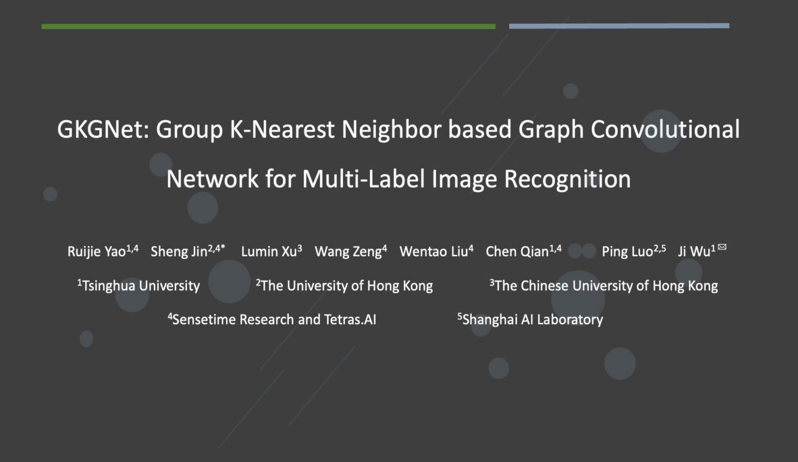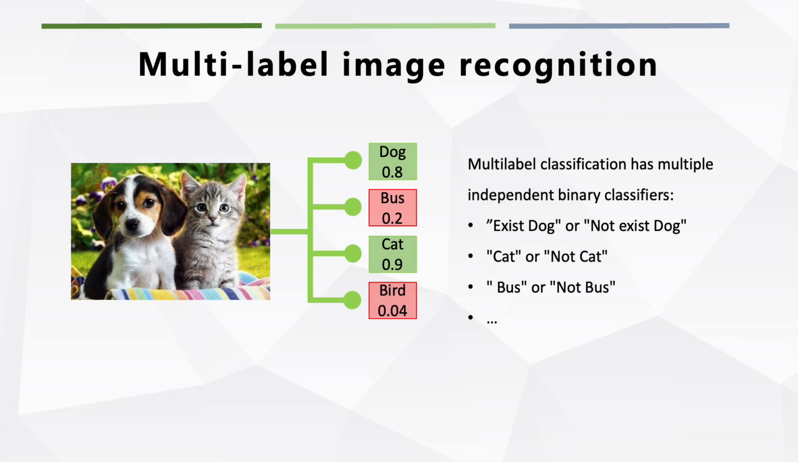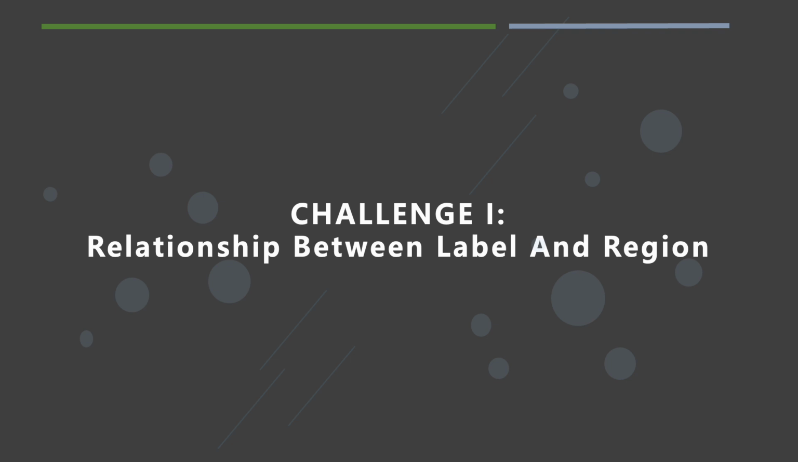It's my pleasure to present our work on multiple label image recognition using a novel approach called GKGNet. Multiple label image recognition is a challenging task that involves assigning multiple labels or categories to an image. For multiple label classification, the key is to accurately locate the regions of interest within the same image in order to identify different categories.